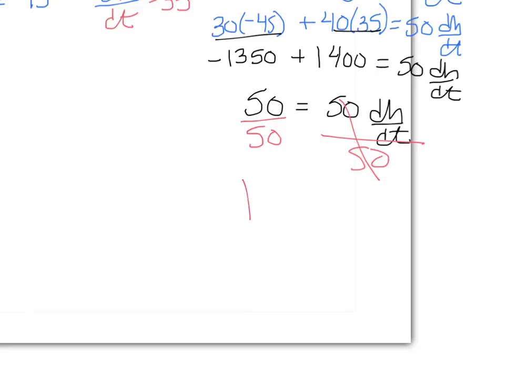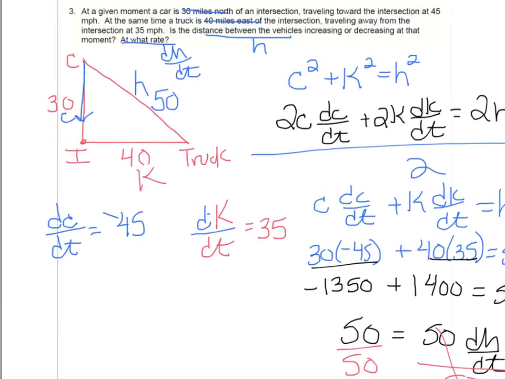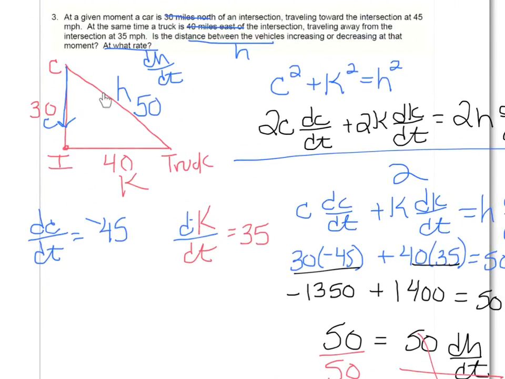We get 1 is dh/dt, and it's miles per hour from the units in the problem. So because it's positive, it's getting further away. So what we found is the rate of this, the distance between the vehicles, is increasing. It's positive, which means the truck is getting further away from the car.